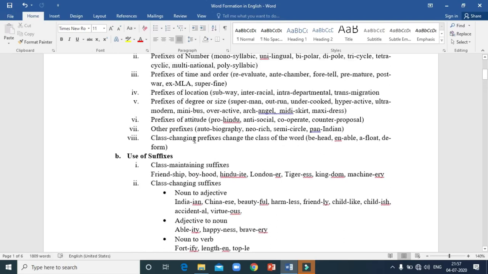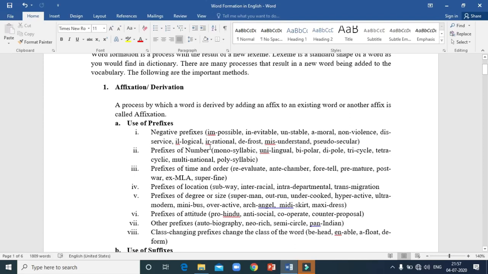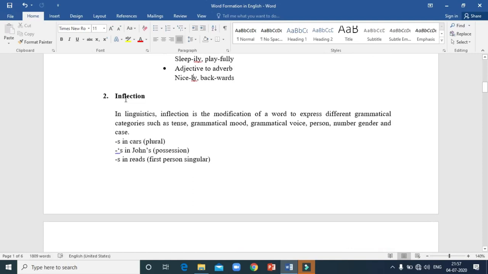This is a process by which a new word is derived by adding an affix to an existing word. Let's look at the second category of word formation. This is inflection, which is pretty simple. Inflection, as I have already mentioned in many classes before this, is the modification of a word. Why do we modify the word again? We modify the word to express different grammatical categories.